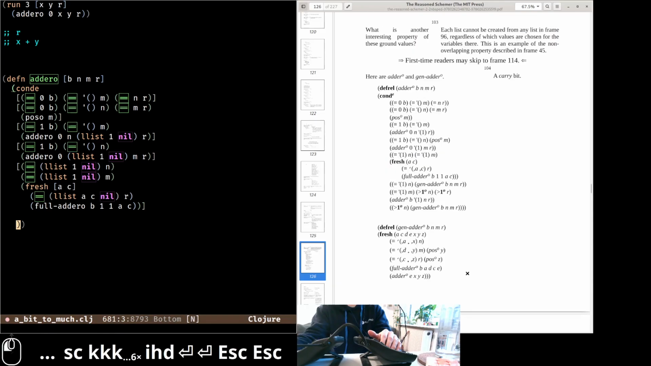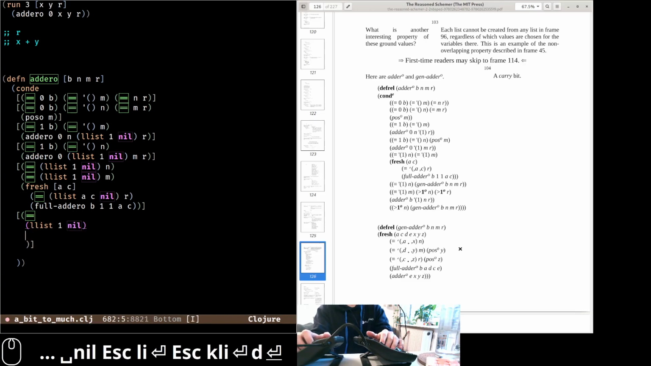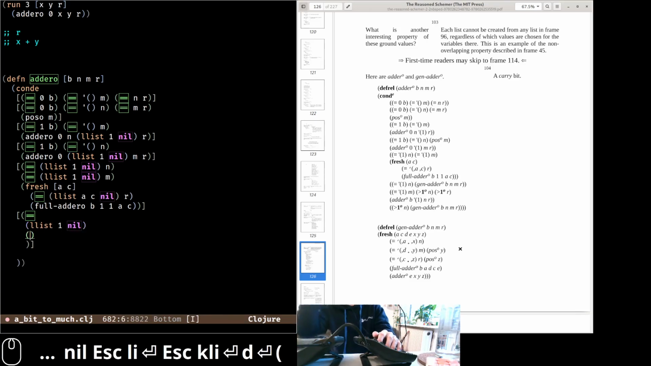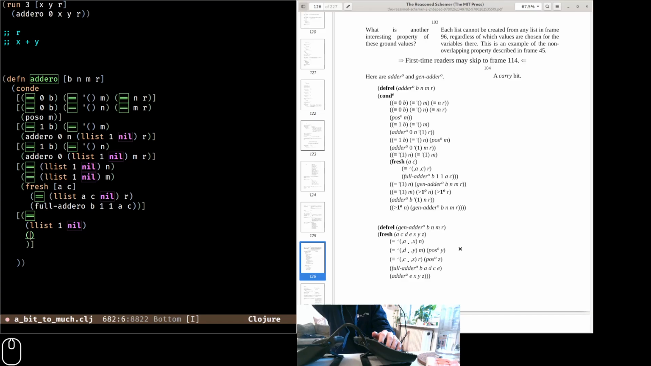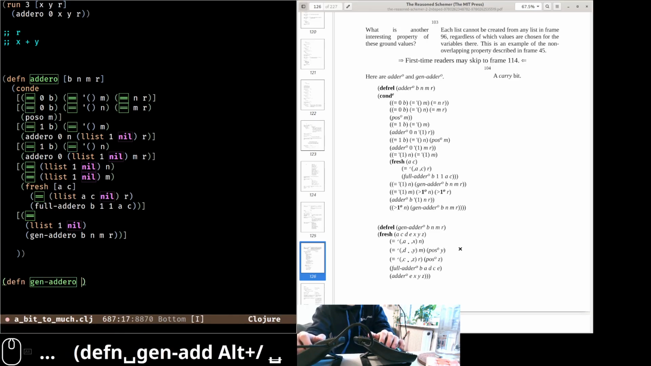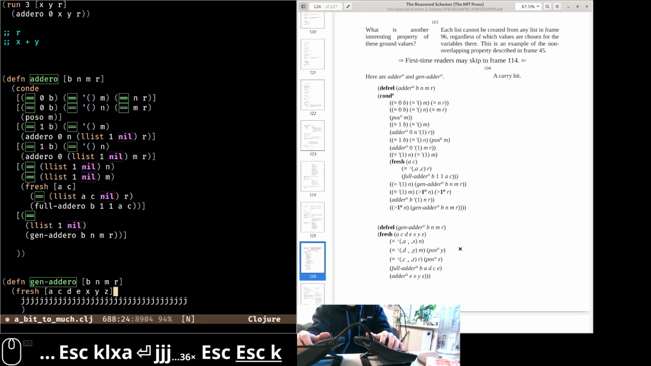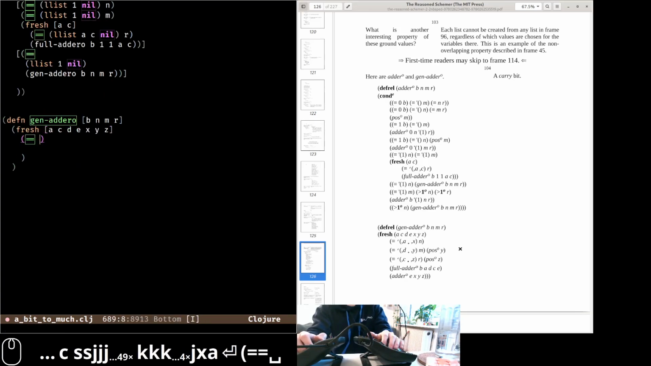Oh, Gen adder, holy shit. Yeah, this is quite intense. If N is 1, you also say Gen adder. Okay, and Gen adder. Okay, man, this is crazy. At least for my level of logic programming, I'm not sure who would come up with this.